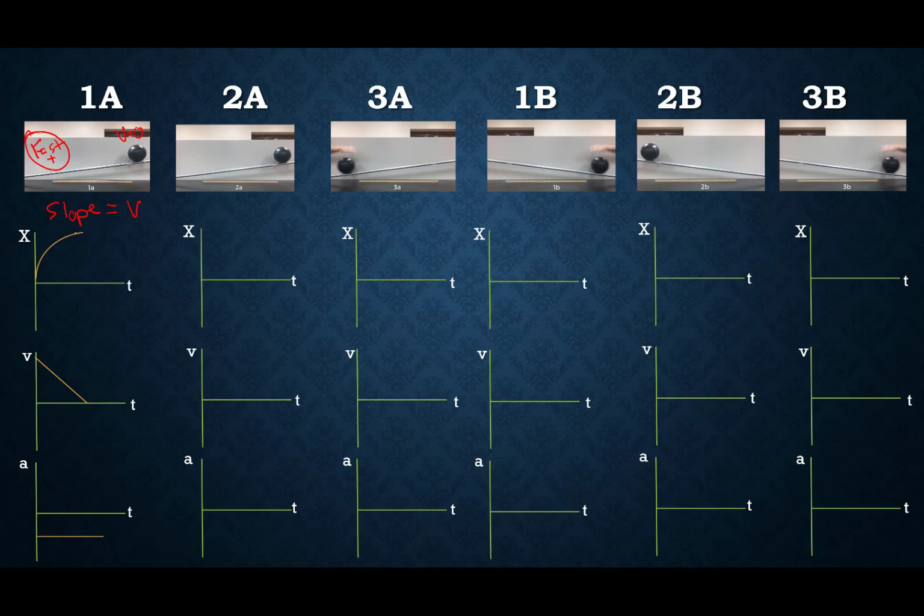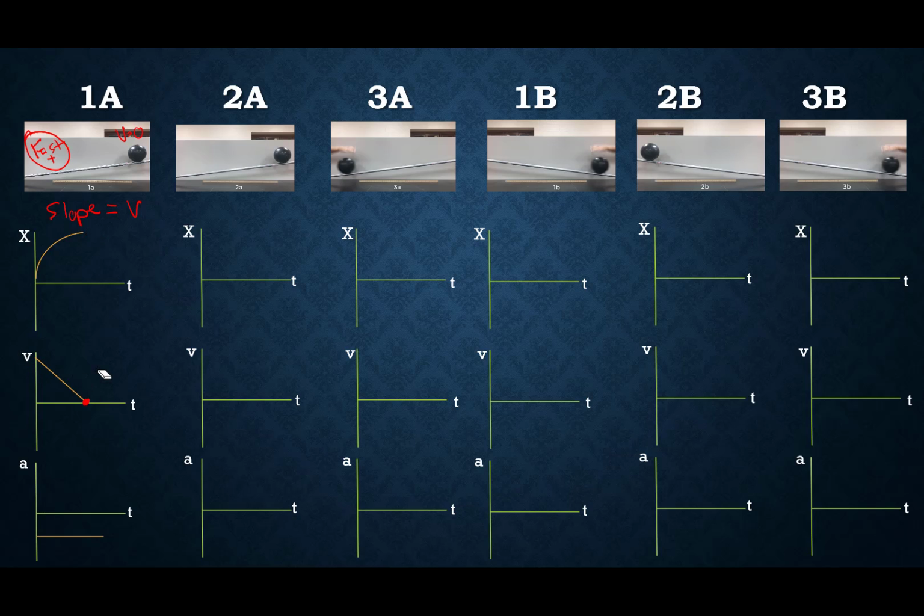What that would look like for the velocity versus time graph, again, this is a very high positive. So that's why the velocity starts in the positive. And the slope goes to 0, which is why the velocity goes to 0 here.